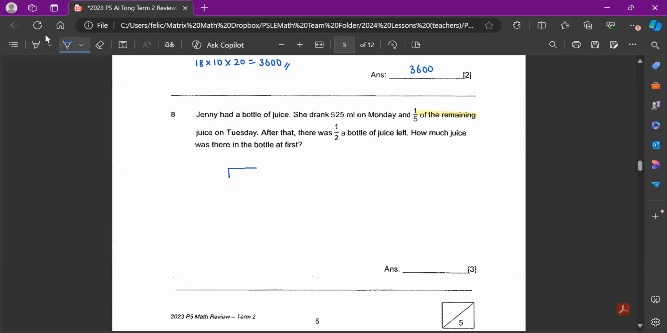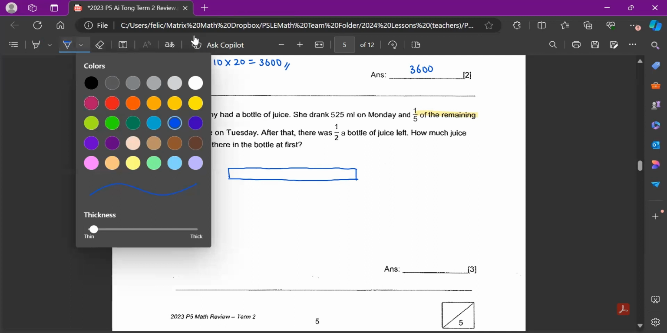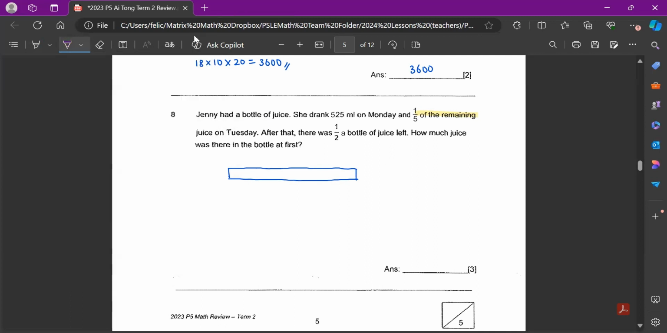So I'm just going to draw out the total juice first. This is what she has at the beginning. So she drank 525 on Monday. So I am going to park aside 525. This is for Monday. So these are the labelings to write down. And 1/5 of the remaining juice on Tuesday. So that means identify your remainder next. So this is our remainder.